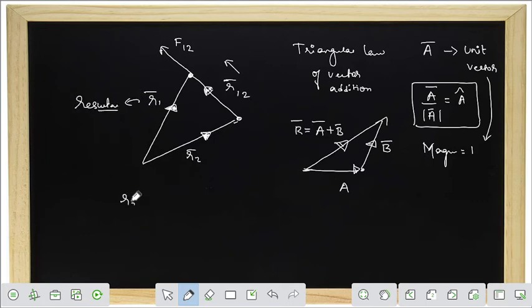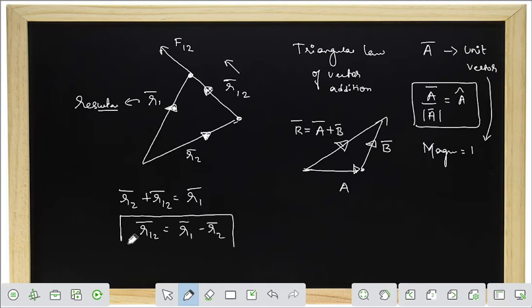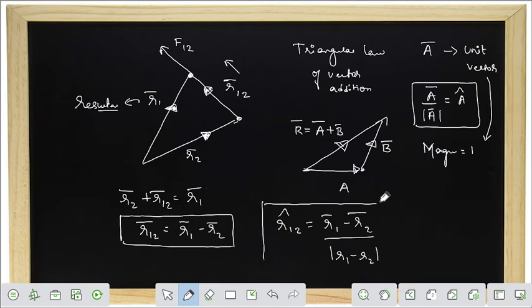That means you can write r2 bar plus r12 bar is equal to r1 bar. So from here r12 bar can be written as r1 bar minus r2 bar. This is the formula of r12. Now once you know what r12 is, we can find r12 cap. r12 cap can be written as (r1 bar minus r2 bar) divided by modulus of r1 minus r2. This is the formula for r12 cap.